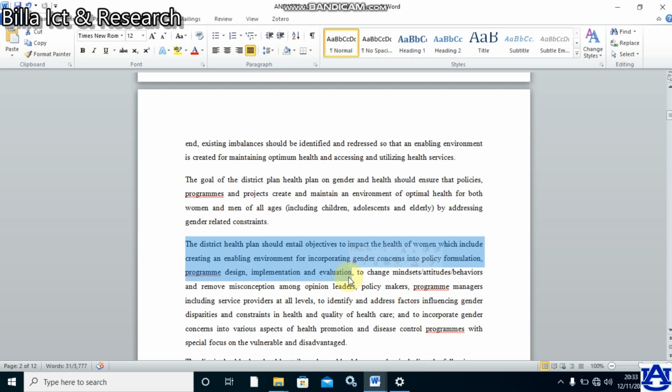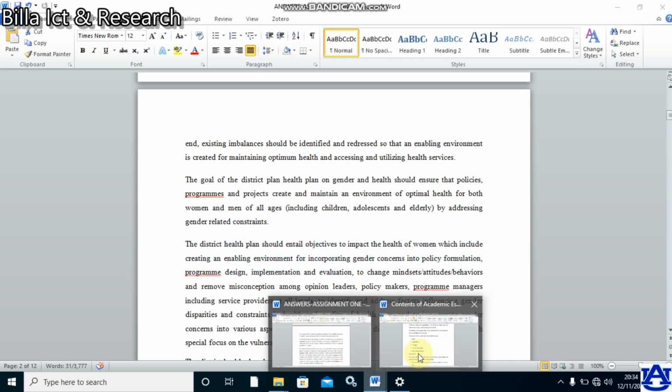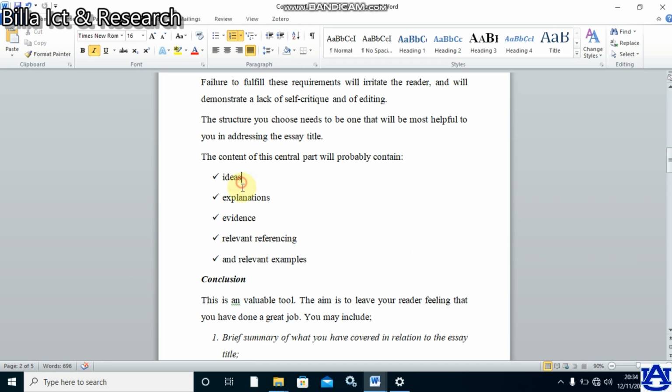What is lacking here is, however much he has brought in the idea and explained it, one thing for sure missing is the evidence part. And as we've already said, the idea should be there, the explanation should be there, and then the evidence. So you would have brought in where it has been considered or mentioned as being pivotal to improving health, gender and health in a community or a region.